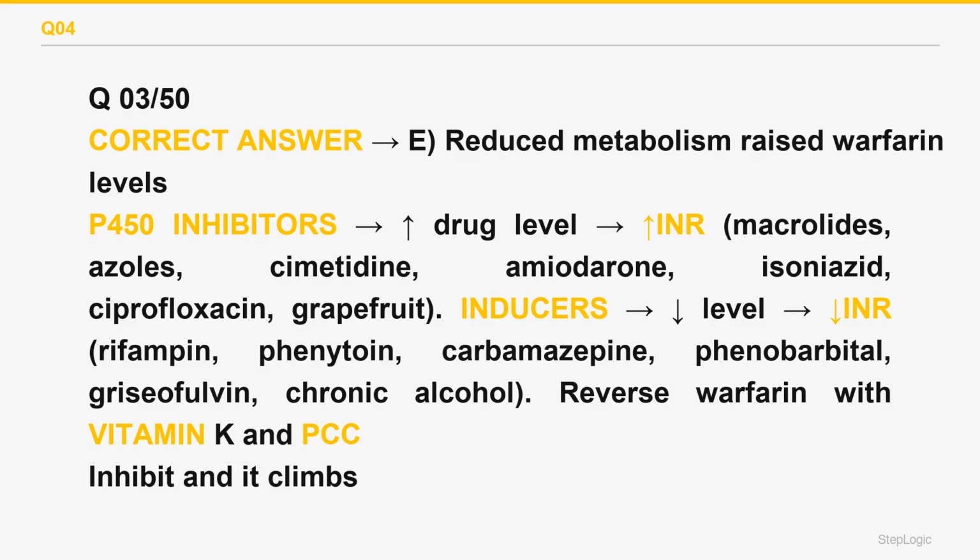Choice D inverts a separate and equally testable relationship. Dietary vitamin K from leafy green vegetables lowers the INR by supplying the substrate warfarin blocks, which is why patients are counseled to keep intake consistent rather than to avoid it. Note also the reversal strategy, which differs by urgency. Vitamin K for a high INR without bleeding, and prothrombin complex concentrate when bleeding demands immediate correction. If you see an INR that moved after a new drug, decide whether the drug inhibits or induces.